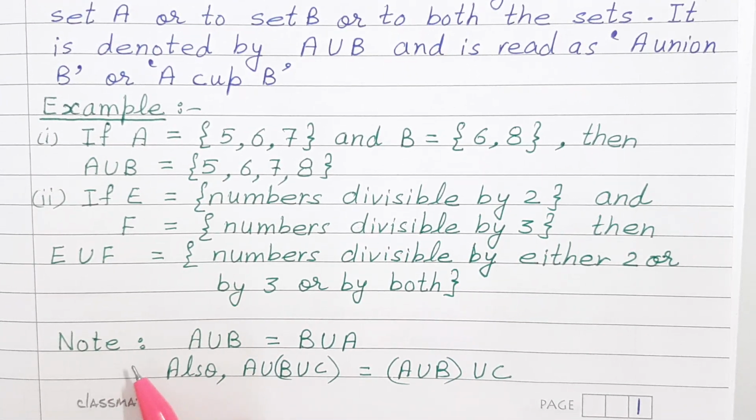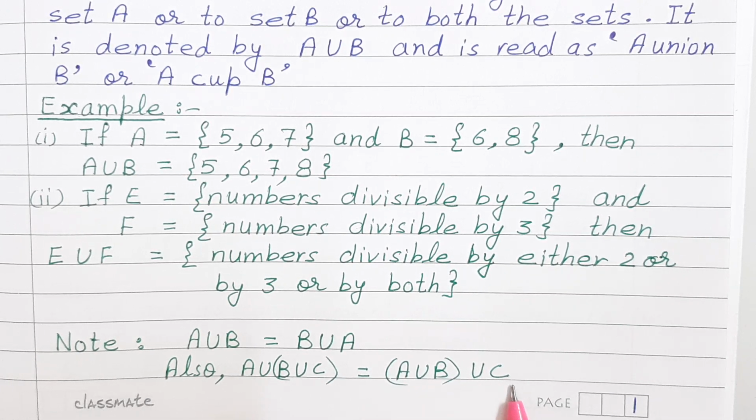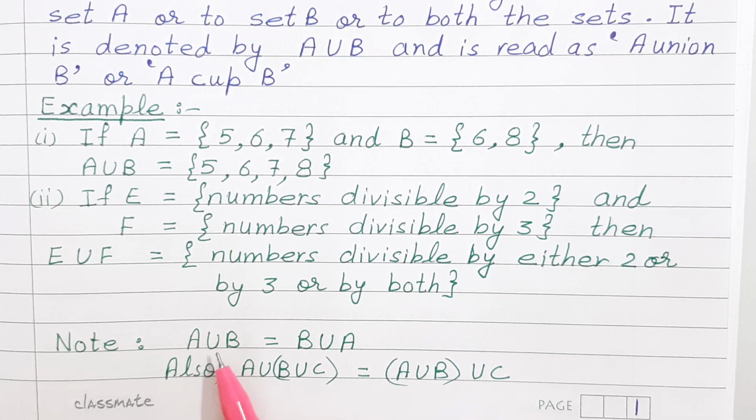So note one very important point here. A union B is equal to B union A. It's one and the same thing. Similarly, A union B union C is equal to A union B within the bracket, union C. So if you are combining two sets or more than two sets, the result is always the same. We can write the elements in any order also, right?